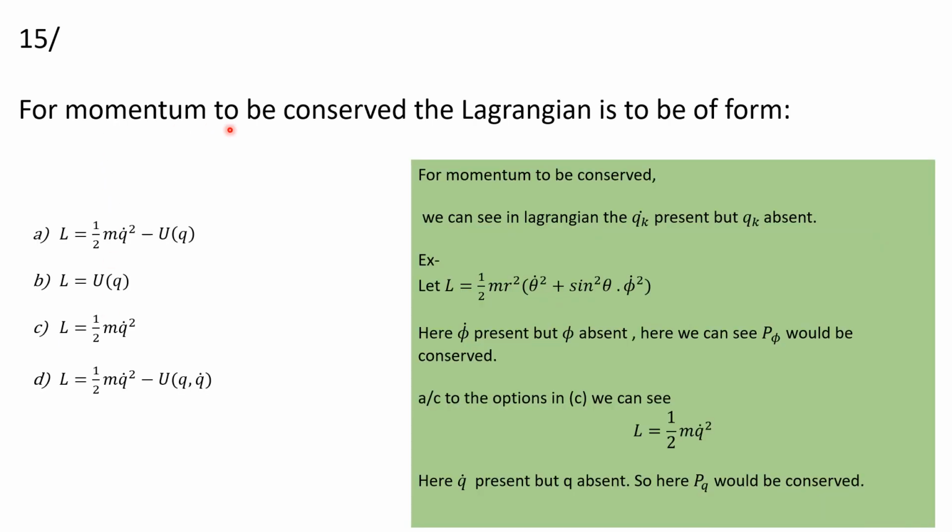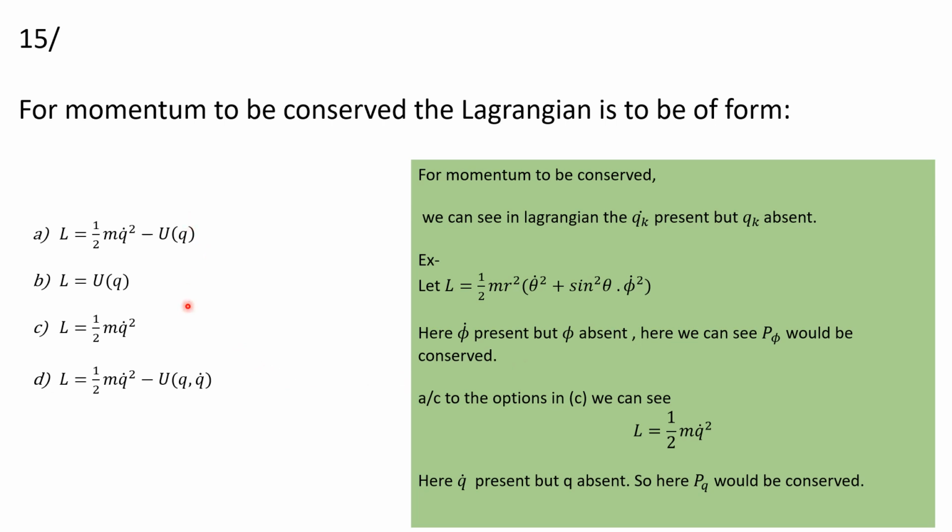Then, for momentum to be conserved, the Lagrangian is to be of the form, and here you can see the options. The condition is that in the Lagrangian qk dot is present but qk is absent. In this case we can say that pk is conserved. For example, let L be the Lagrangian with equation half m r square theta dot square plus sine square theta phi dot square. Here we can see that phi dot is present but phi is absent, so we can say that p phi would be conserved.